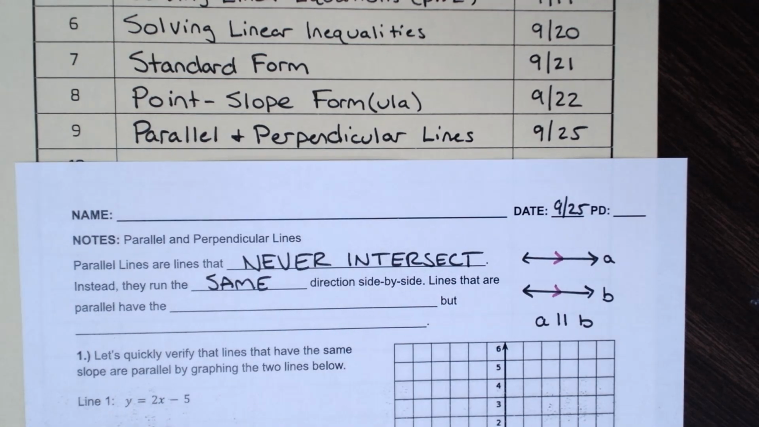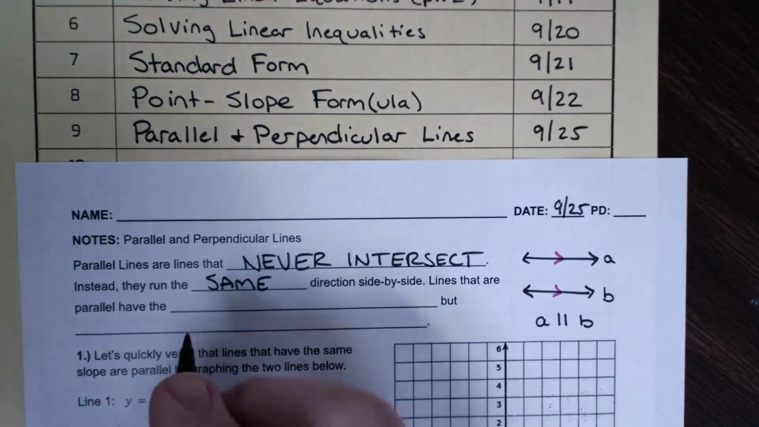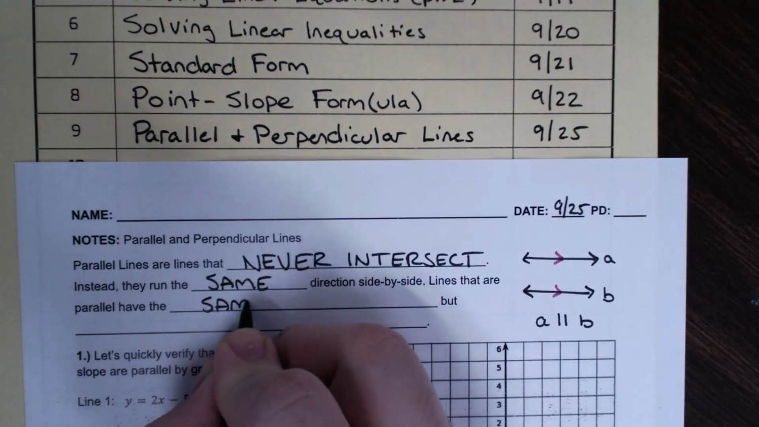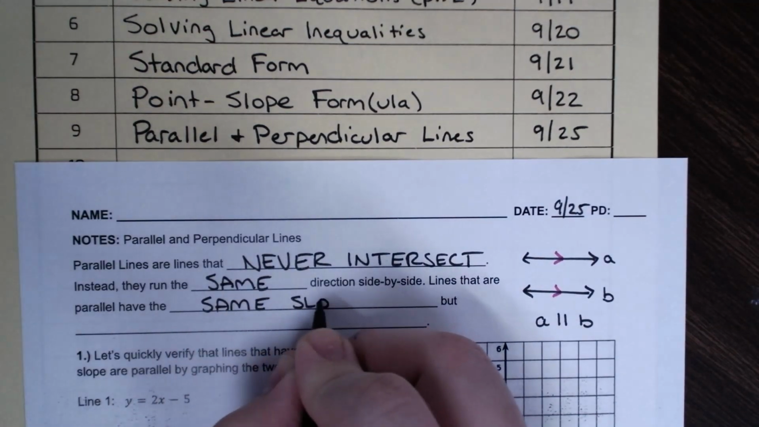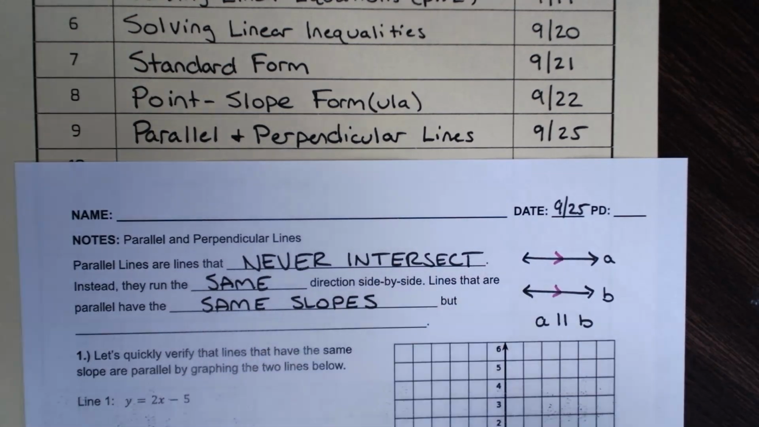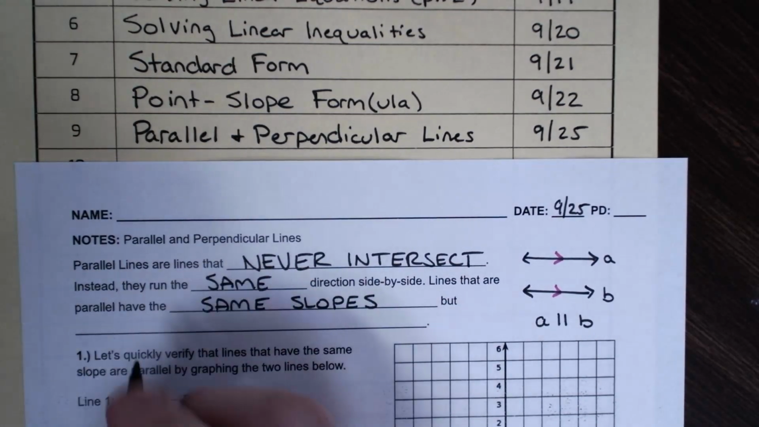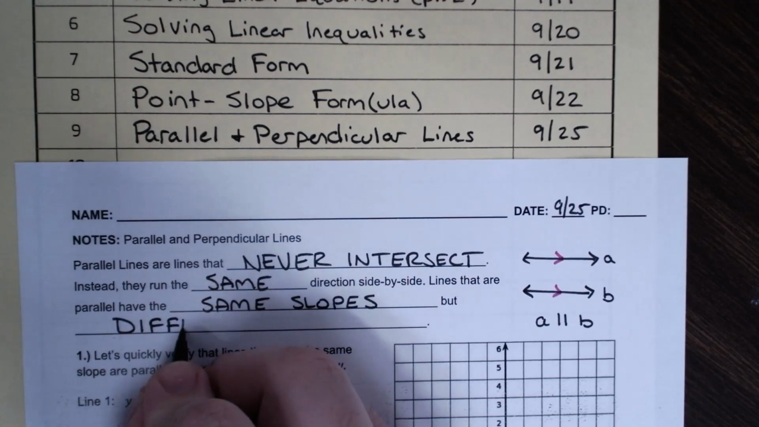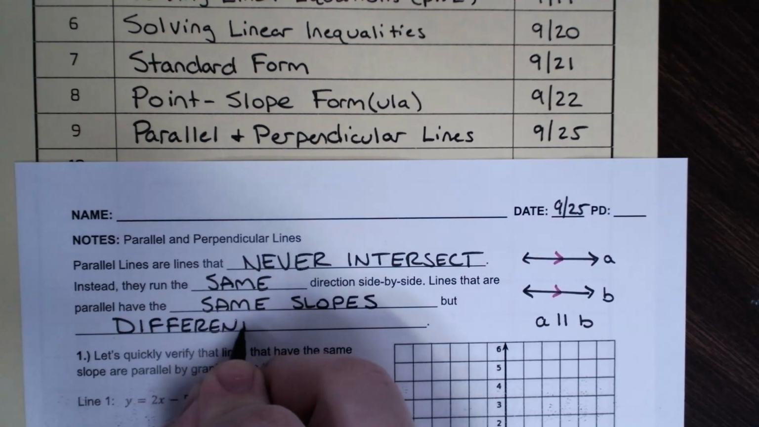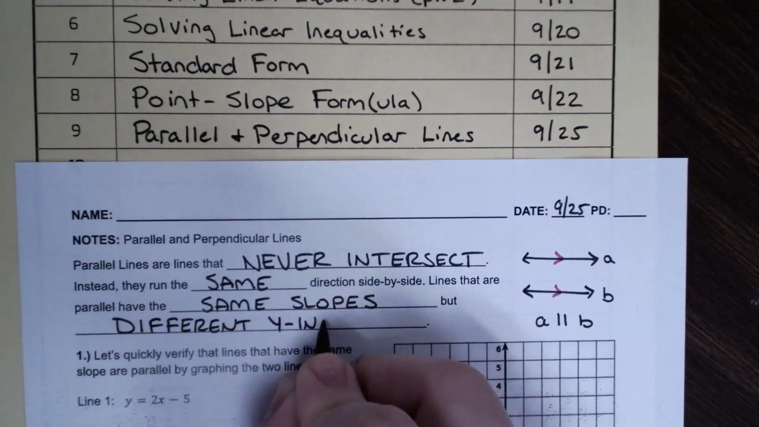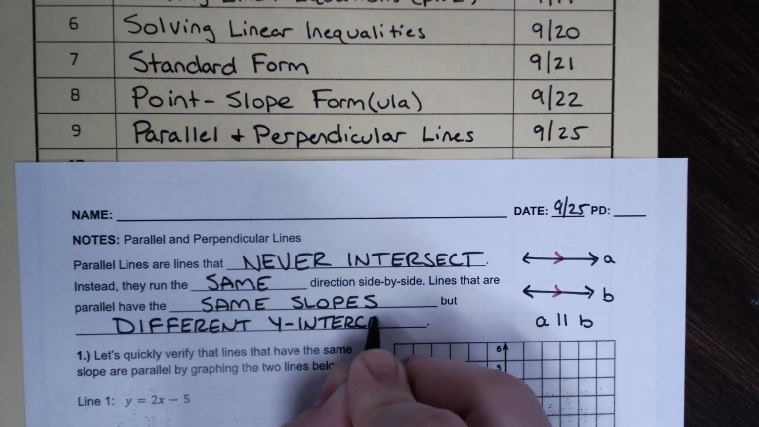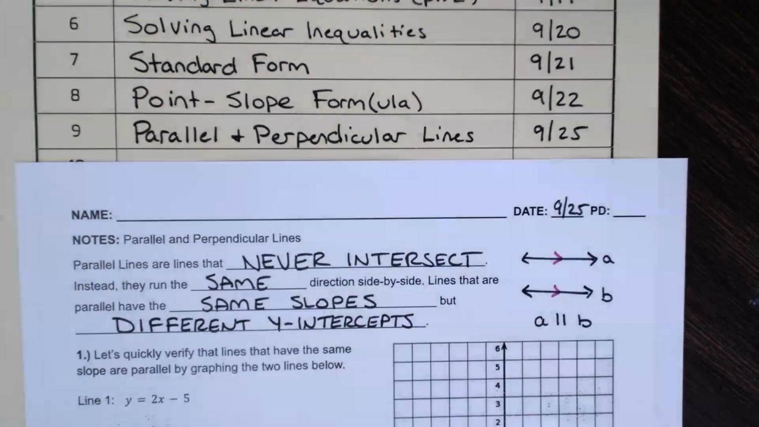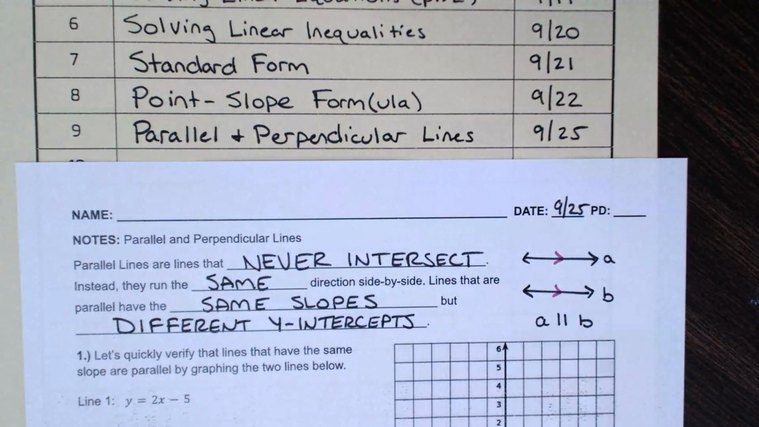So on a graph, lines that are parallel are going to have the same slopes. But they've got to have different y-intercepts. Because if they have the same slope and the same y-intercept, you don't have two lines that are parallel to each other. You have the same line.